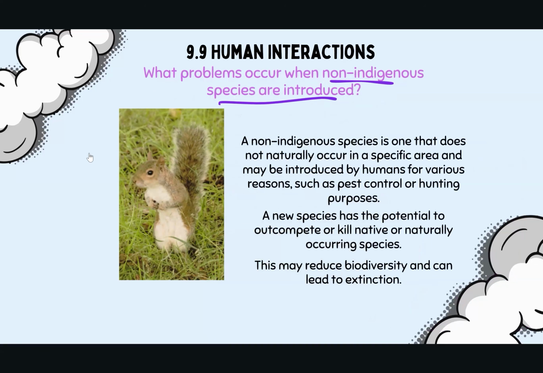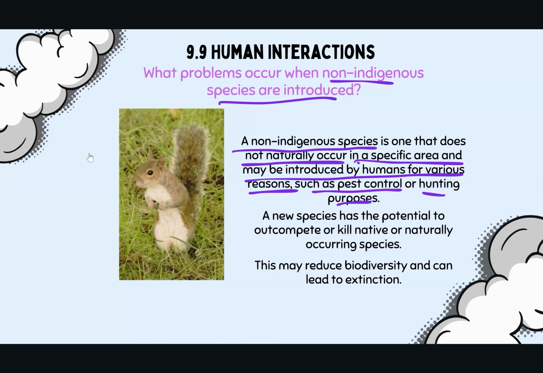So human beings have been doing this for a long time. They've been introducing themselves in other people's countries and causing the indigenous population to decrease. But this happens with animals as well. So a non-indigenous species is one that does not naturally occur in a specific area and may be introduced by humans for various reasons, such as pest control or hunting purposes.